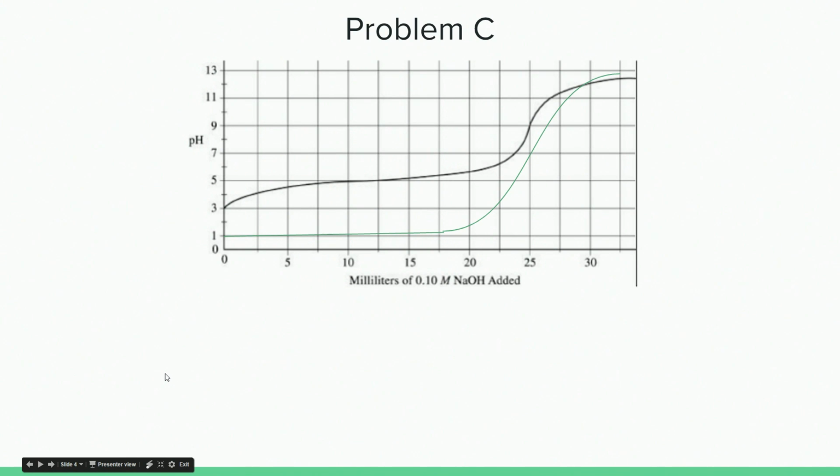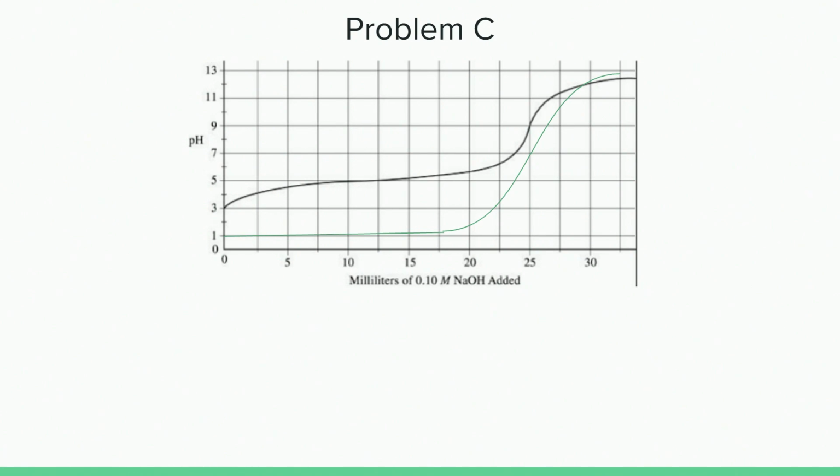And problem C asks us to sketch the titration curve that would result if 25 milliliters of 0.1 molarity HCl were used instead of 0.1 molarity HA. So the difference between HA and HCl is HCl is a strong acid and HA is a weak acid. And they both have the same volume, so the equivalence point will both occur at 25 milliliters.